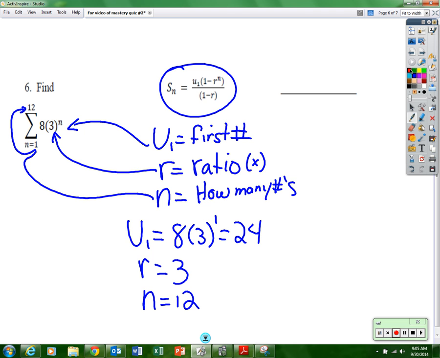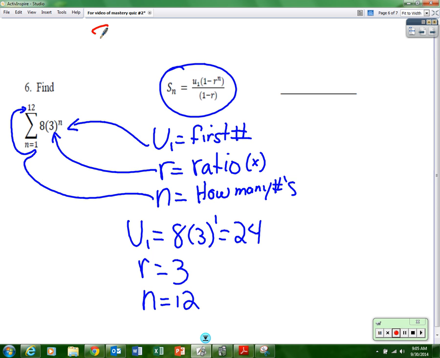Now we're going to plug the numbers in to the formula. So again, we're finding the sum of the first 12 numbers. The first number in the sequence is 24 times 1 minus, the ratio is 3. The N is 12, so 3 to the 12th power. All of that is now divided by 1 minus 3.